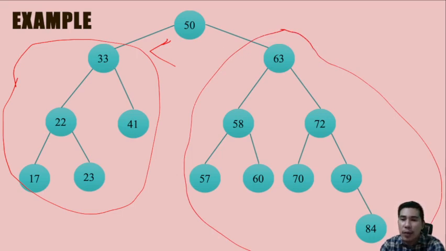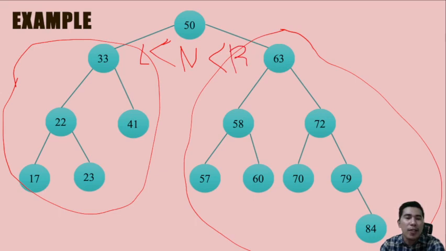Wait, where is my pen? Where? There. So the left node is less than the node, which is less than its right subtree.